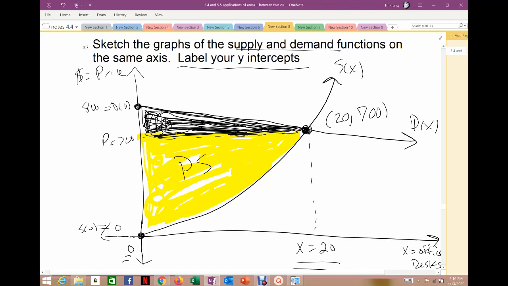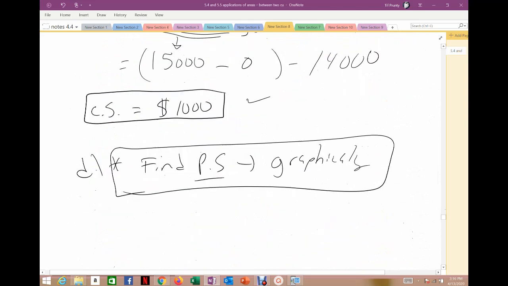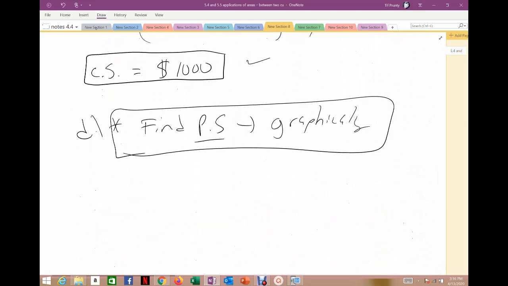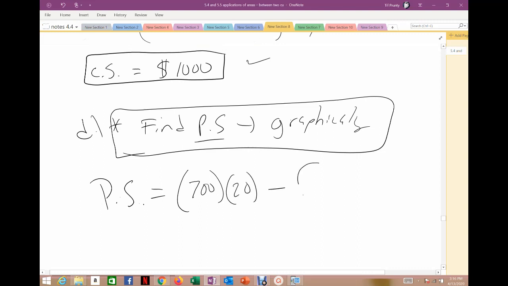And so the first thing I find is the rectangular area, right? That's the big area, rectangular area. And so my producer surplus, if I'm setting it up, well, it's the revenue generated first, which was our price, 700, times our quantity, 20. But that would be the total revenue, right? We want to subtract away what they would have been willing to settle for.